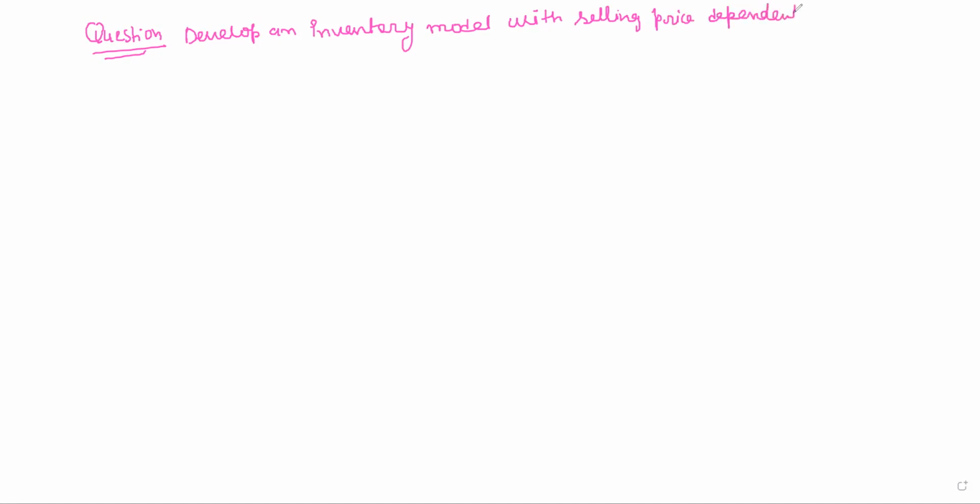Hello everyone. Today we start the next model. So if the question is like that, develop an inventory model with selling price dependent demand rate for deteriorating item, with shortage.